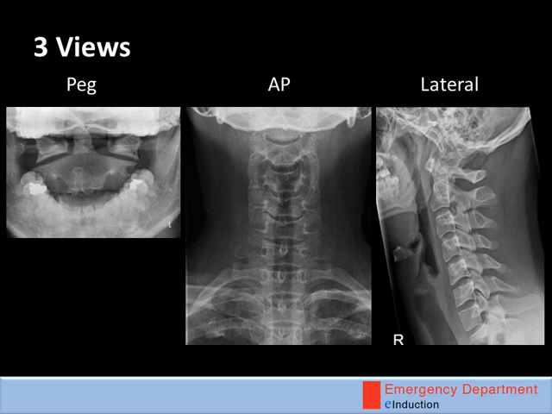The second view is the long AP view, that's taken with the patient lying flat in the bed. The lateral view is probably one of the most useful. It's also one of the most difficult to get an adequate view. That's as the shoulders sit up high and obscure C6, 7 and T1.